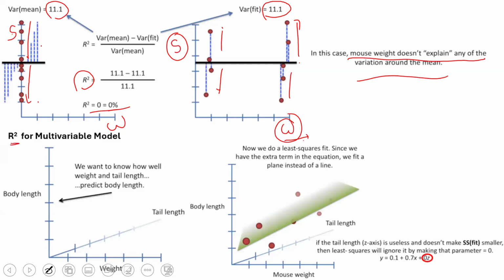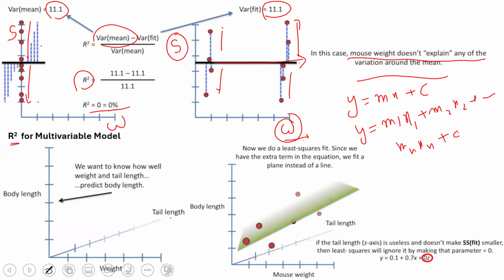R square for multivariable models. So far we have calculated R square for only two variables, right? There are only two axes. But if we have multiple axes, how do we do that? We do that by fitting a line to this data. If it is two dimensional, the line looks like this, right? y equals mx plus c. If there are more variables, the line comes down to m1x1 plus m2x2 plus so on, up to mnxn, depending on the number of dimensions that we have. So this is how that looks.